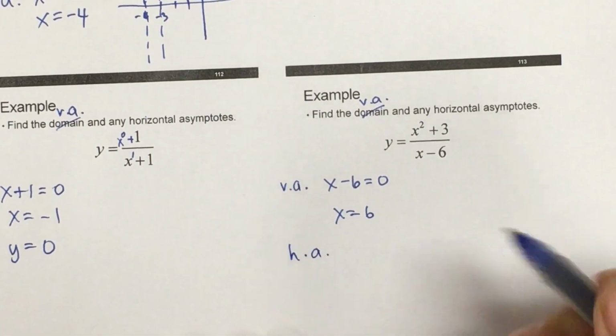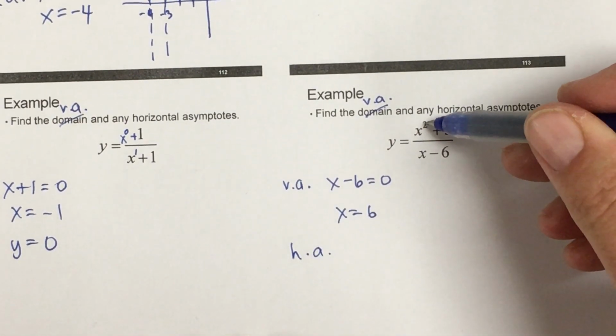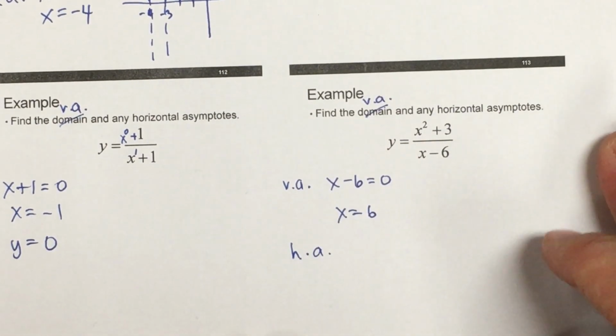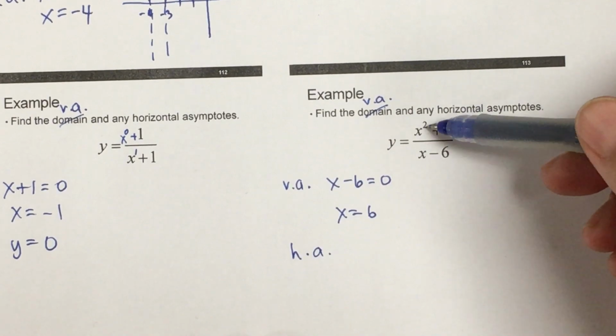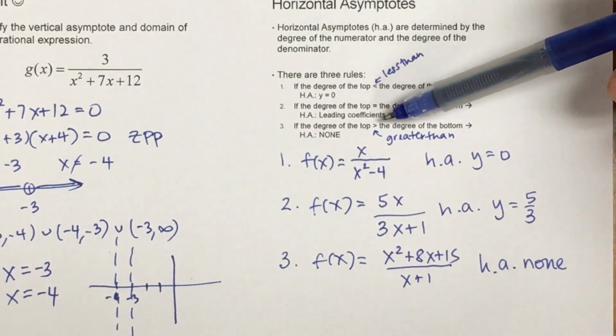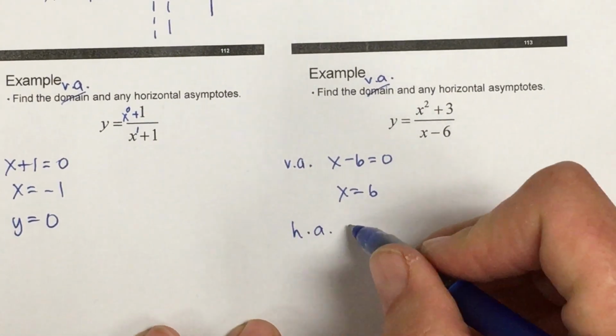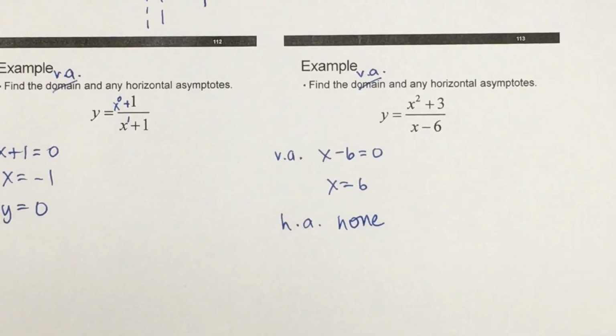Now let's talk about horizontal asymptotes. We're going to look at whether the degree on top is greater than the degree on the bottom. You see how that's a 2 and that's a 1, so this one's bigger. So up here it says if the degree on the top is greater than the degree on the bottom, then there is no horizontal asymptote. Bam, nailed it.